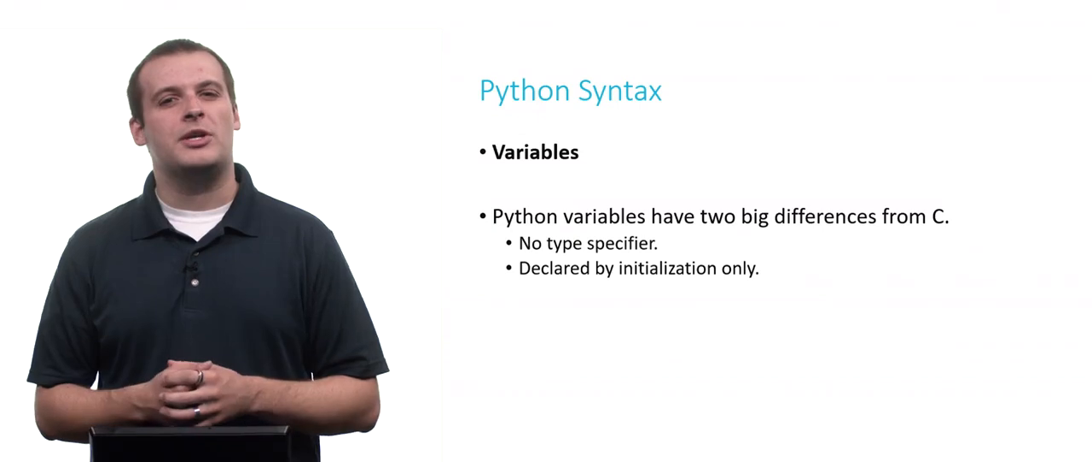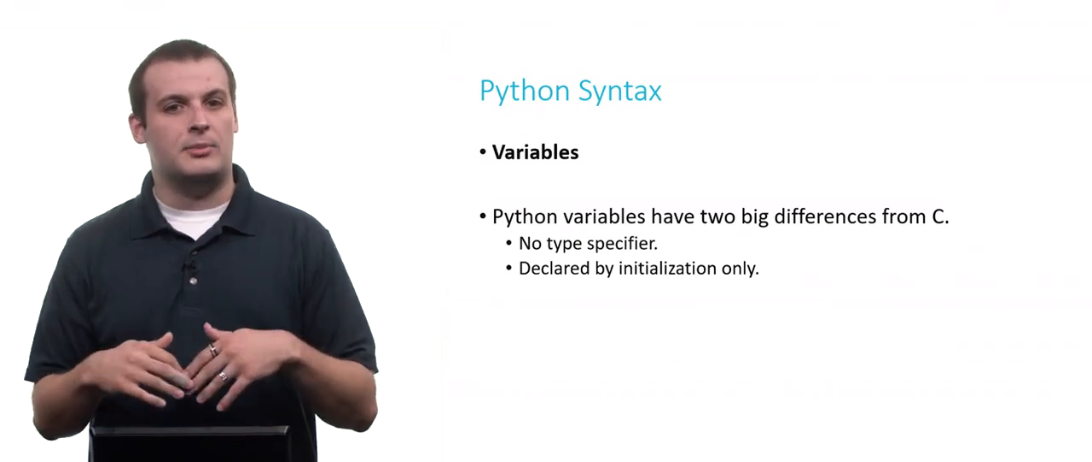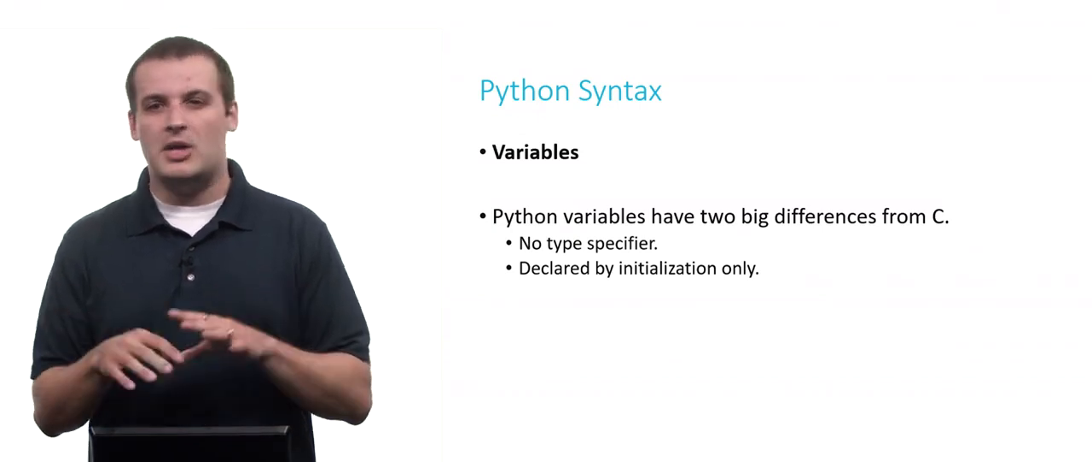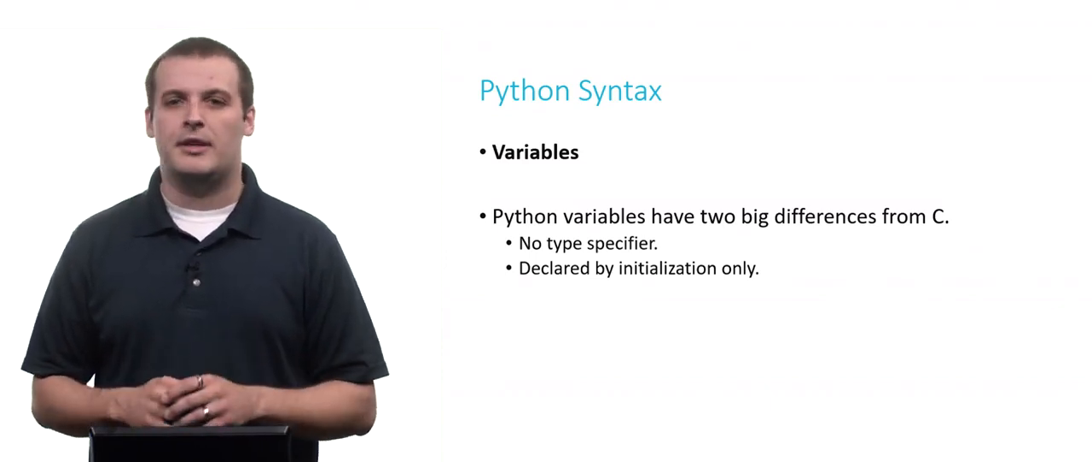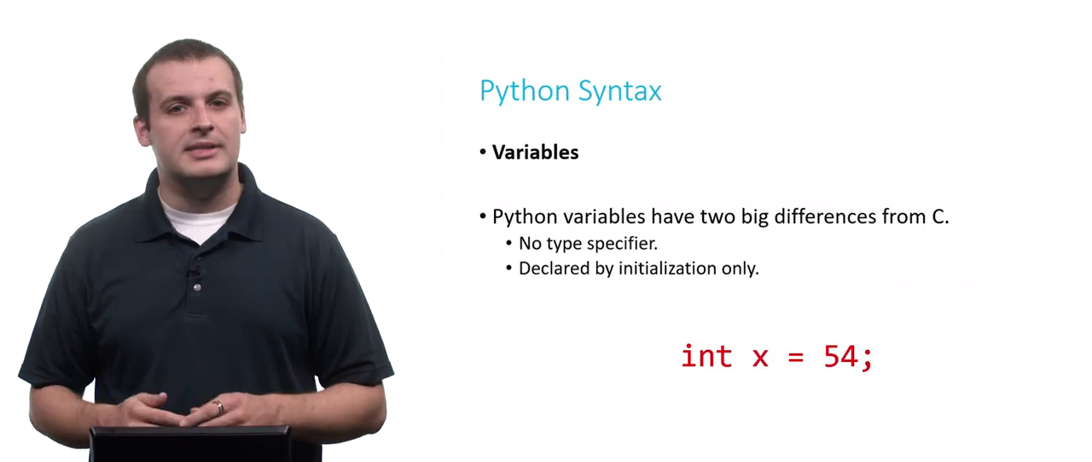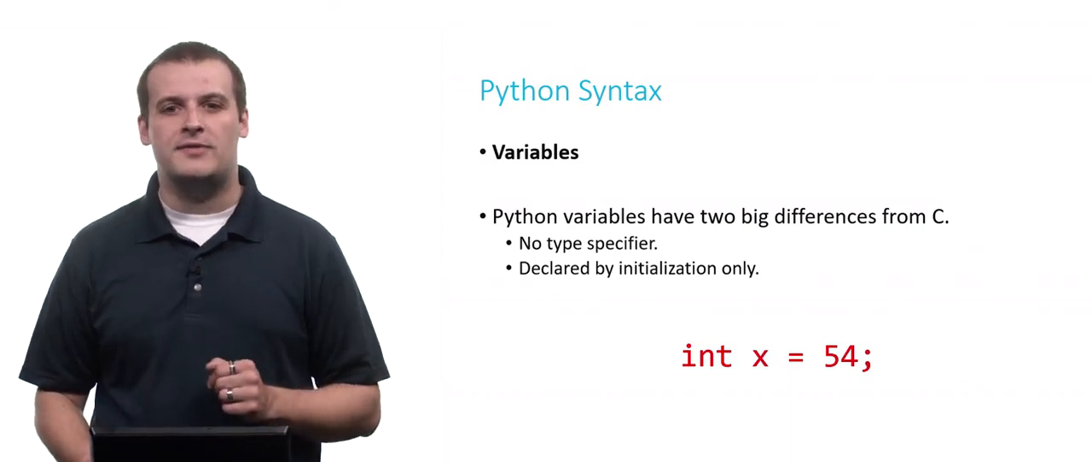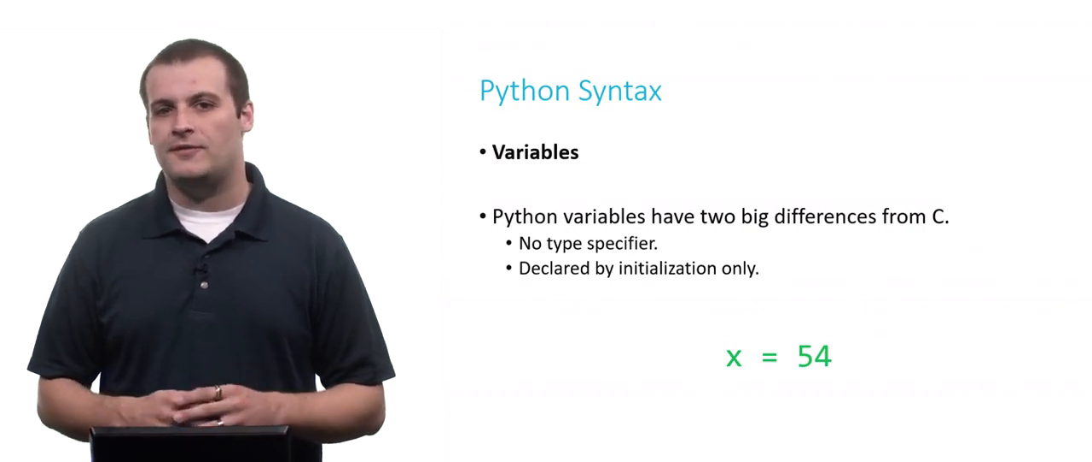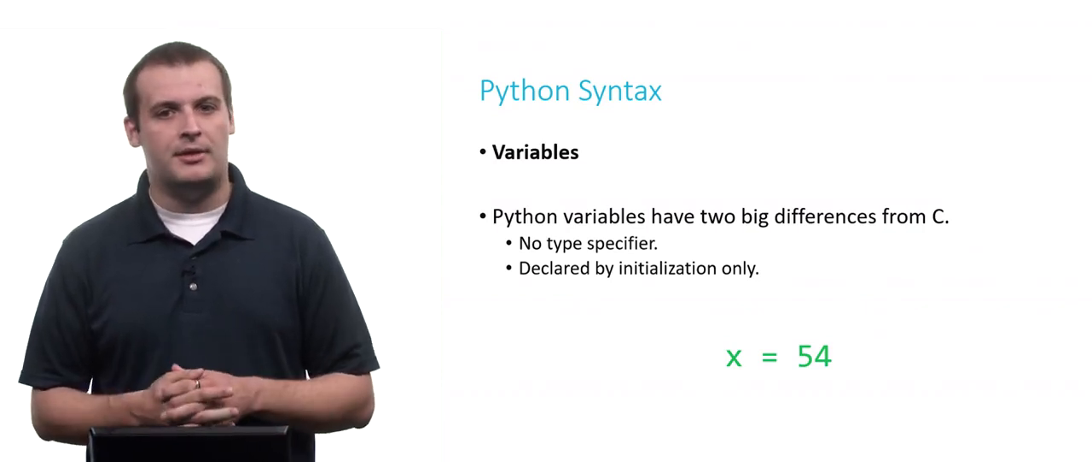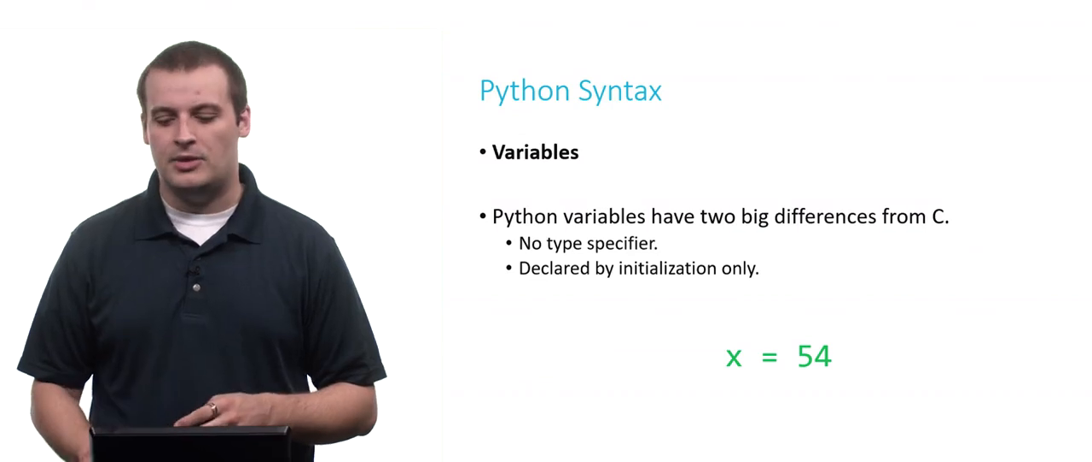So you may recall in C that we could declare a variable by saying, for example, int x semicolon, but not actually assign a value to it, not initialize it. In Python, we can only declare variables by initializing them. So where in C we might say something like this, int x equals 54 semicolon. In Python, we just say x equals 54. And that creates a new variable for us in Python called x and assigns it the value 54.